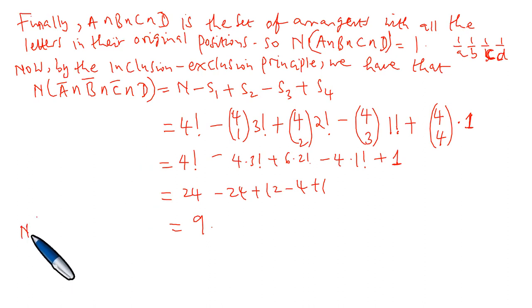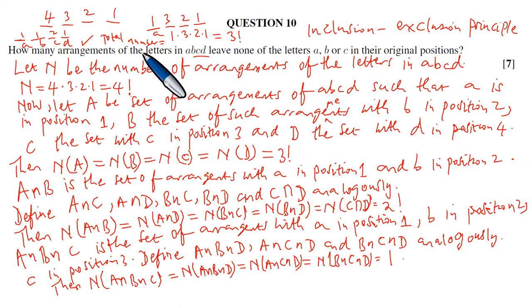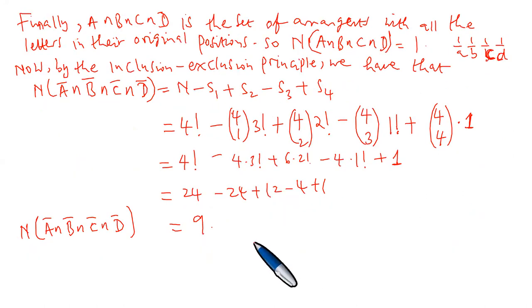So this is an interesting problem where we are looking at four letter sequences. Normally we look at three letter sequences, the ternaries, 0, 1, 2, three letters. Now this is the complement of D. The question was, how many arrangements of the letters A, B, C, D leave none of the letters A, B, or C in their original positions? None of these could be left in their original positions, and as we discussed, the possible arrangements are only 9 of them. Okay, next question.